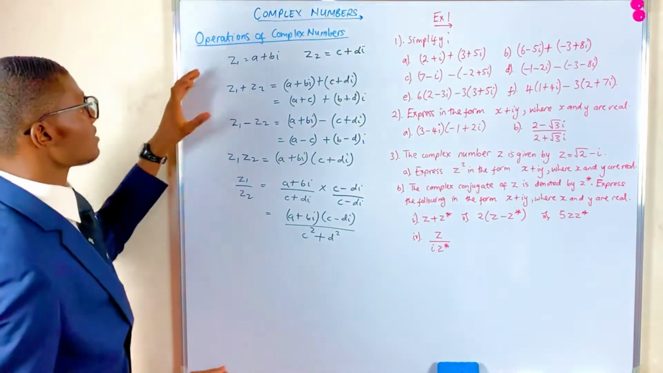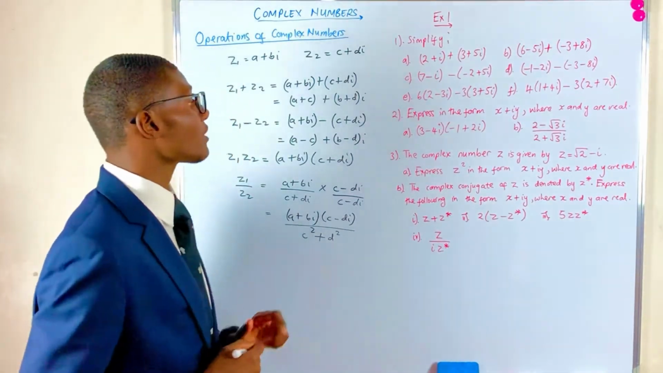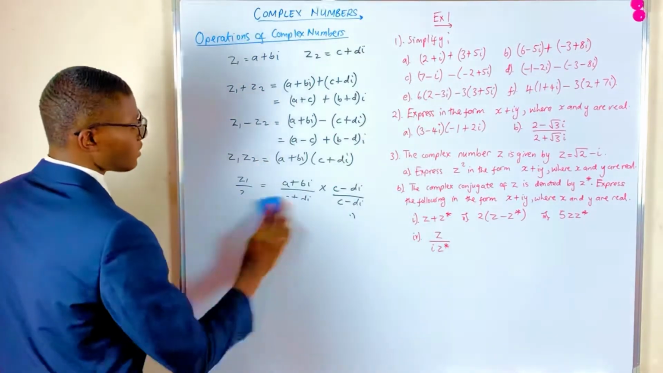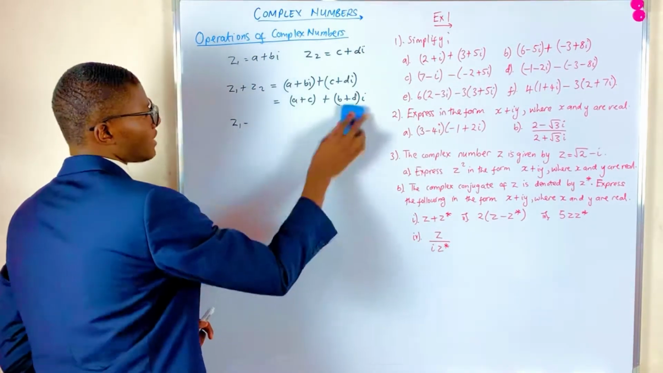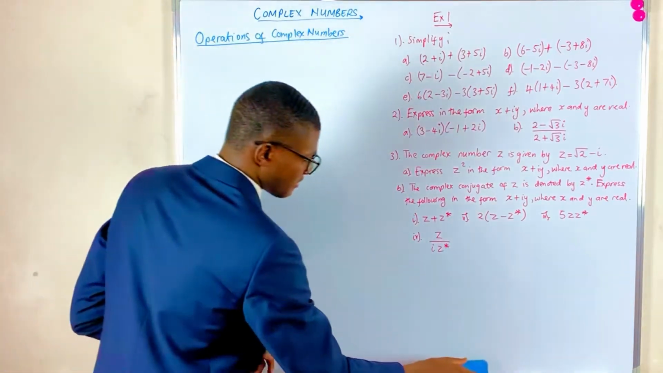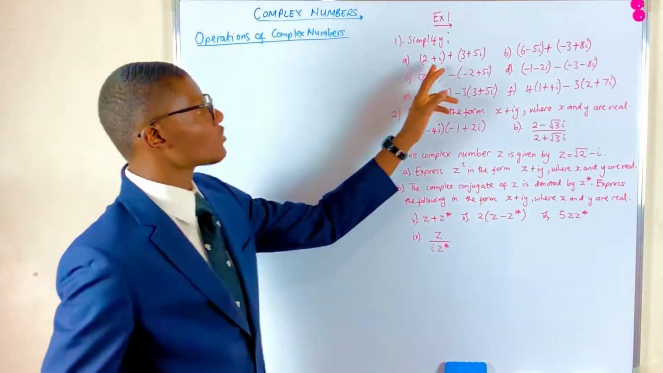So this is how we carry out operations of complex numbers. Now I'd like to attempt those questions that require us to carry out the operations of addition, subtraction, multiplication and division. Okay, so for number 1a, we're told to simplify.